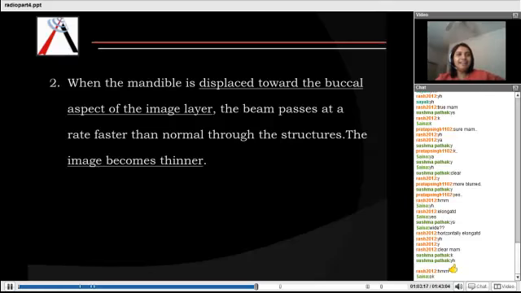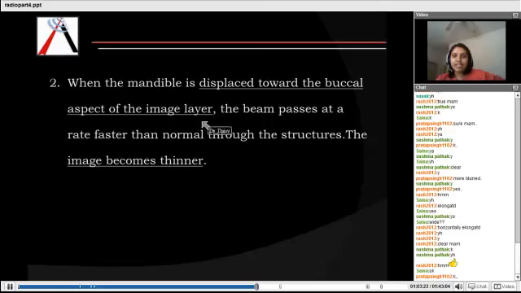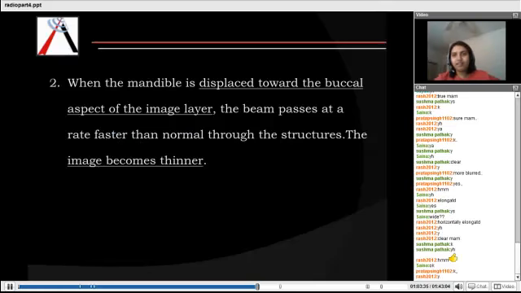अभी इसको पढ़ लेते हैं. When the mandible is displaced towards the buccal aspect of the image layer, the beam passes at a rate faster than normal. What was the normal? Normal is matching the image receptor speed, right? When it goes faster than normal, the image becomes thinner. That's it.